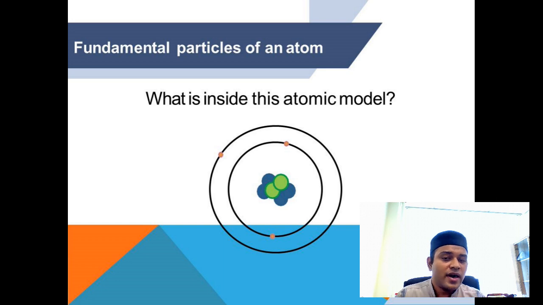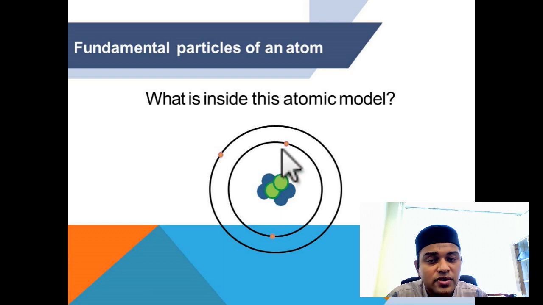The nucleus is surrounded by a few shells, where the shells consist of, over here as you can see, this small pink dot, which refers to the electrons. So this is your nucleus. The nucleus consists of protons and neutrons, and the shells consist of the electrons.